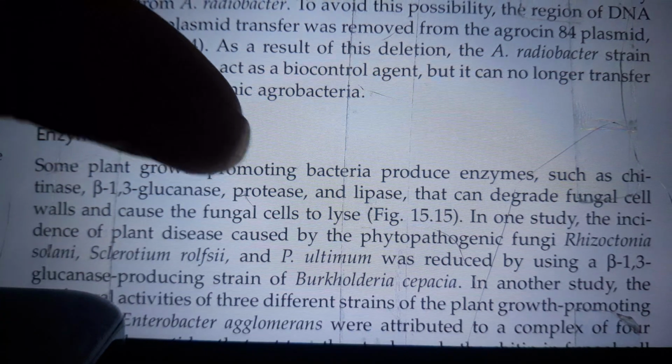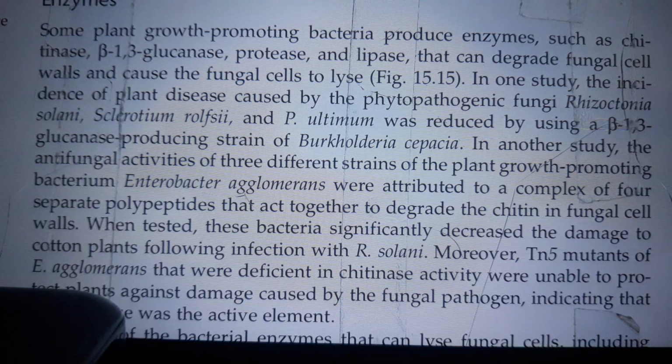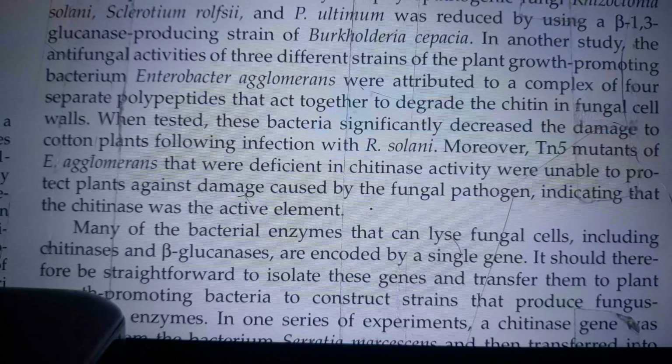Enzymes. Some plant growth-promoting bacteria produce enzymes such as chitinase, beta-1,3-glucanase, protease, and lipase that can degrade fungal cell walls and cause the fungal cells to lyse. In one study, the incidence of plant diseases caused by the phytopathogenic fungi Rhizoctonia solani, Sclerotium rolfsii, and P. ultimum was reduced by using a beta-1,3-glucanase-producing strain of Burkholderia cepacia. In another study, the antifungal activities of 3 different strains of the plant growth-promoting bacterium Enterobacter agglomerans were attributed to a complex of 4 separate polypeptides that act together to degrade the chitin in fungal cell walls.